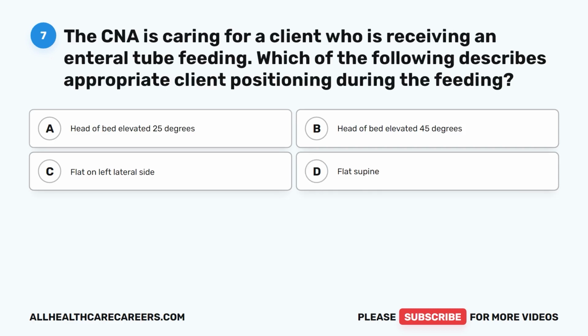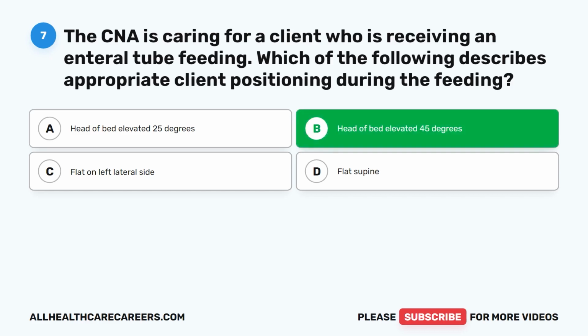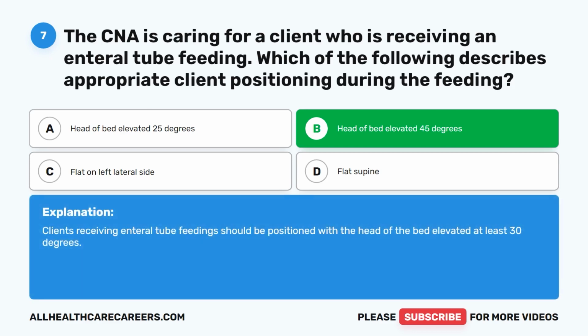Question 7. The CNA is caring for a client who is receiving an internal tube feeding. Which of the following describes appropriate client positioning during the feeding? A. Head of bed elevated 25 degrees. B. Head of bed elevated 45 degrees. C. Flat on left lateral side. D. Flat supine. The correct answer is B. Head of bed elevated 45 degrees. Clients receiving internal tube feedings should be positioned with the head of the bed elevated at least 30 degrees.